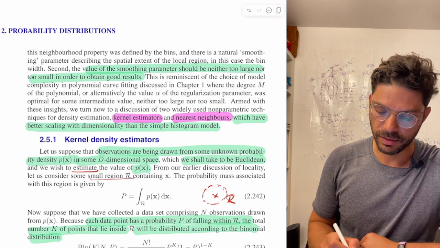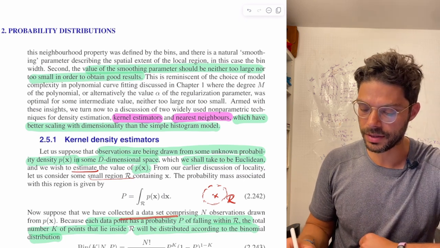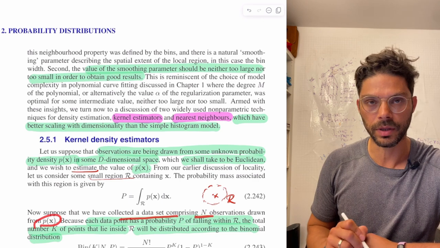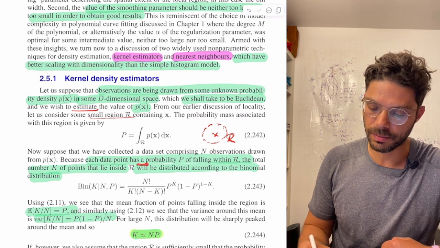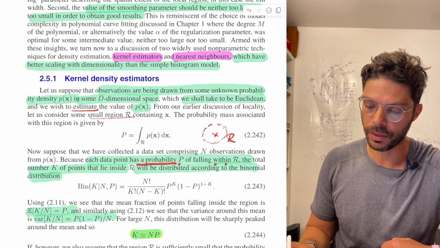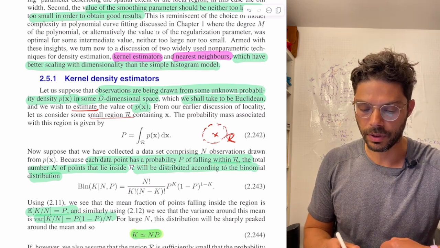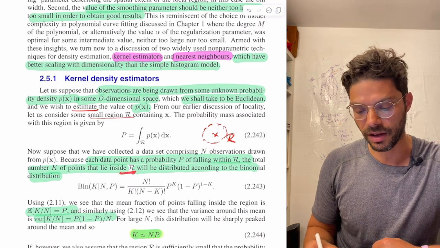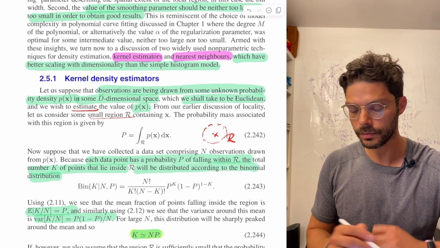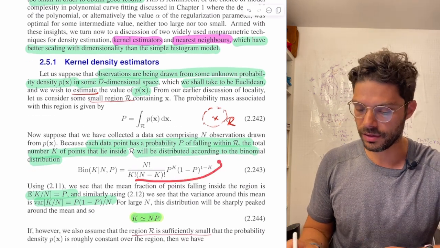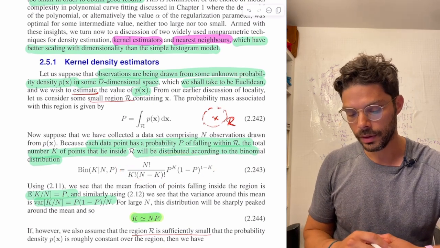Okay, so now he says, suppose we have collected a data set comprising n observations drawn from p(x). Now, because each data point has a probability P of falling within R, the total number k of points that lie inside R will be distributed according to the binomial distribution, which has this interesting form.